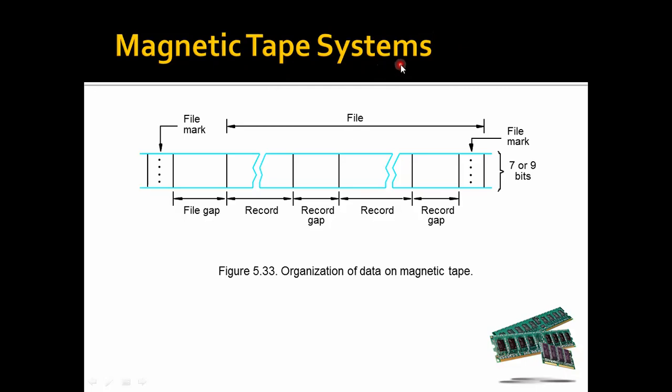So these are the secondary storage devices we are using on the computer whenever we require to store extra information. Then we use these secondary storage devices.